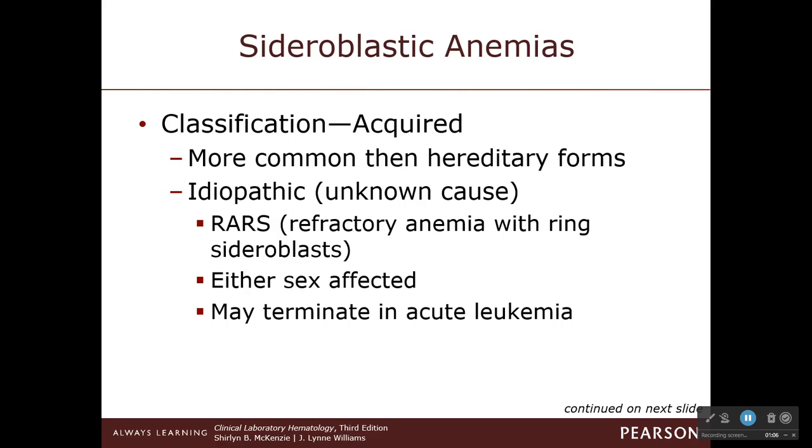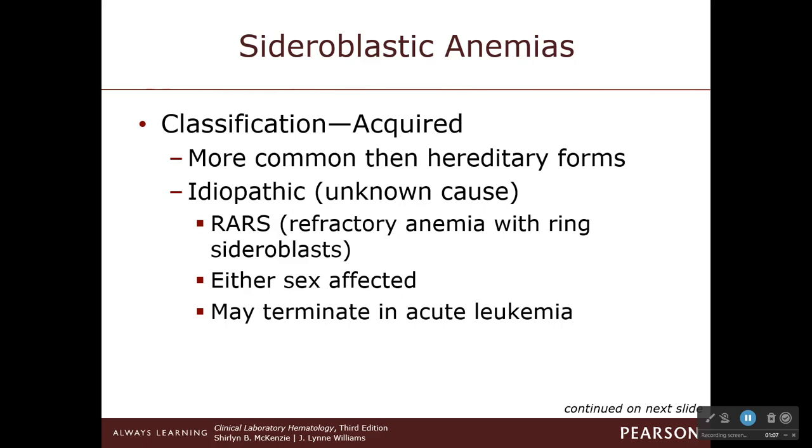We have rares. I'm going to go ahead and introduce you to it, but we will talk more about this when we get into the leukemias. It's called rares. Refractory anemia with ringed sideroblasts. Okay? Rares. In rares, either sex can be affected because it's acquired. And lots of these acquired ones can be male or female. And then usually it may terminate in acute leukemias. Okay? So what that means is rares can actually trigger a person to have an acute leukemia also.